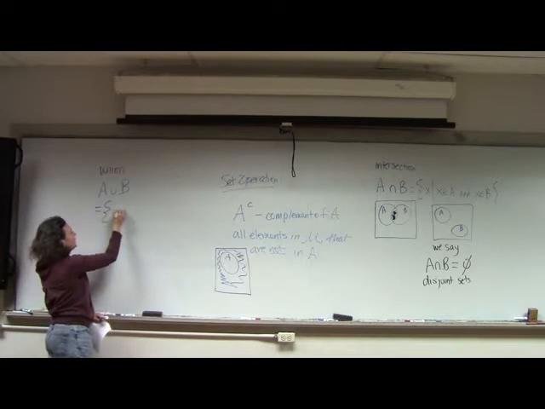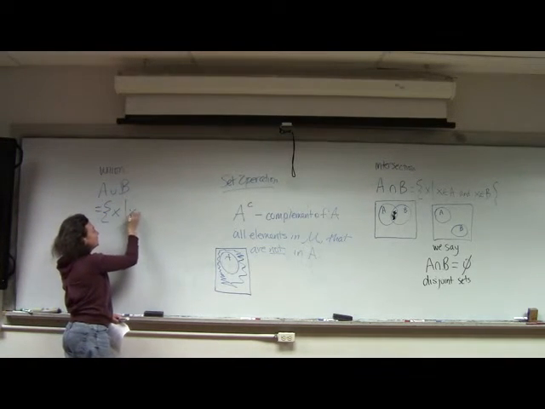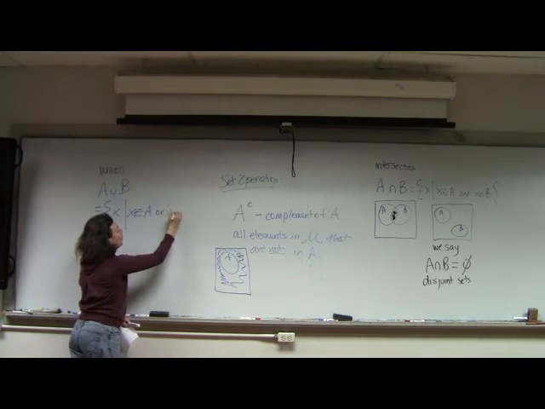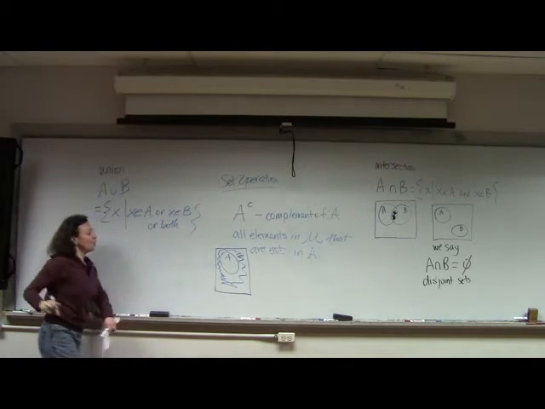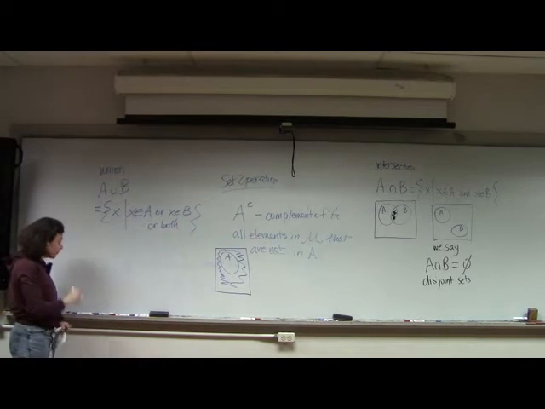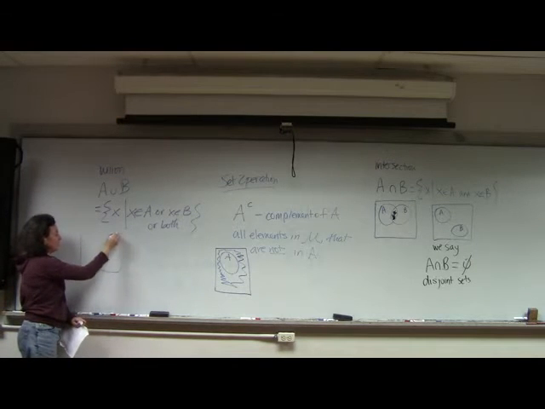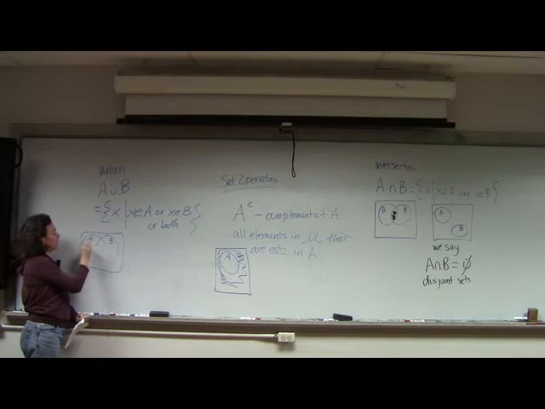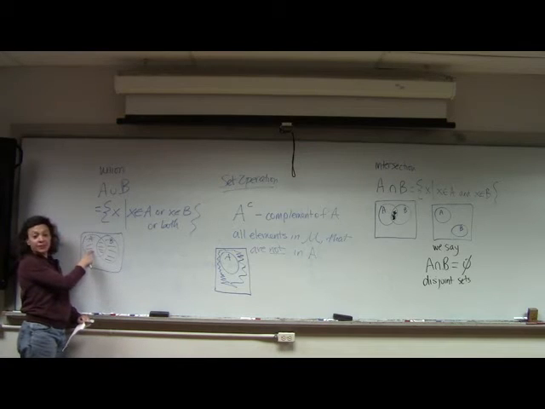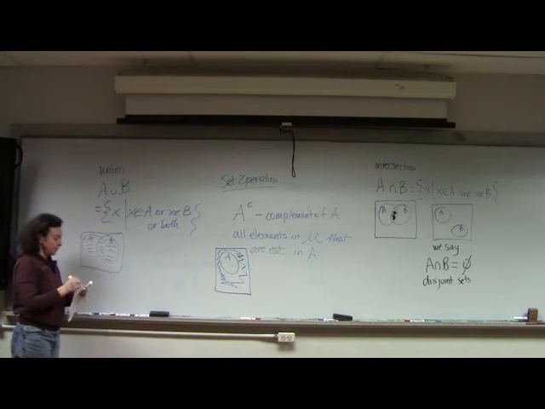So we say it's the set of all elements x such that x is in A or x is in B or both. In other words, it can also be in my intersection. So let me draw a picture here. One possibility, again, is here's A and B, and I claim that my union looks like this. Because these guys are in A, therefore they're in the union. These guys are in both, therefore they're in the union. And these guys are in B, again, therefore they're in the union.